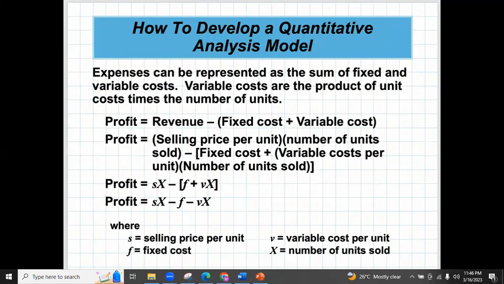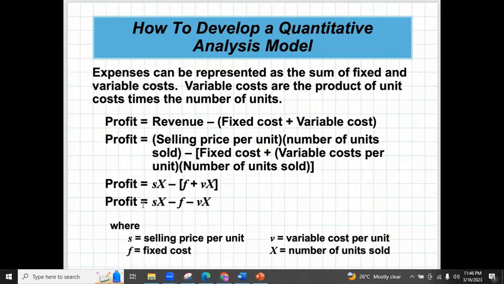And we're going to look at this. We're going to look at profit as revenue minus fixed cost plus variable cost. The revenue is the selling price times the number of units, so it's S times X, and the cost equation is the fixed cost plus the variable cost times X. So X is the number of items you're going to produce and sell.